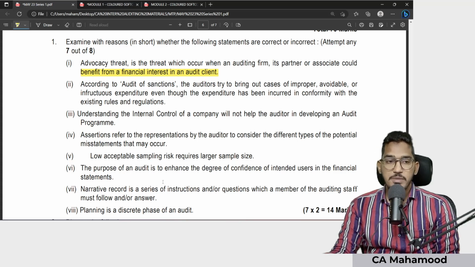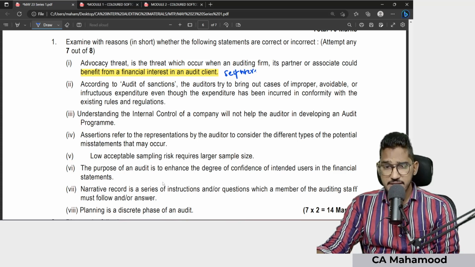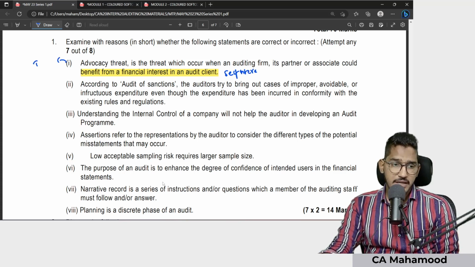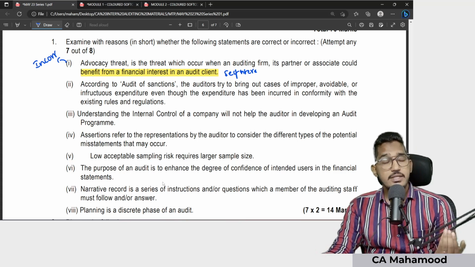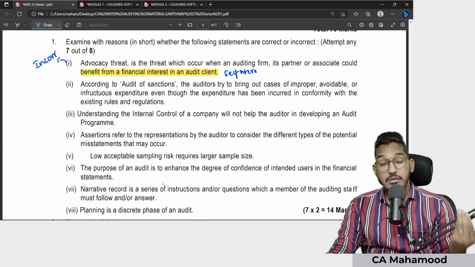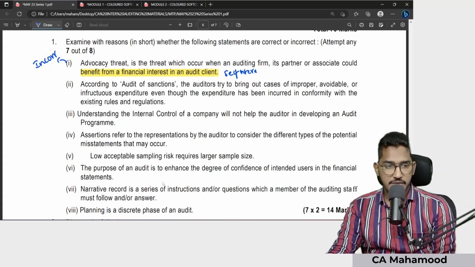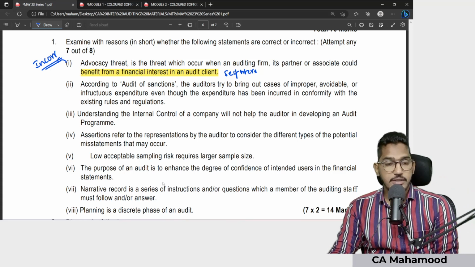No. When the auditor is benefited from some financial interest in the company, that we call it as self-interest threat, not advocacy threat. So this statement is incorrect. This is not correct. So advocacy threat means when the auditor is supporting the client's opinion without any reasonable basis. When he is benefited from a financial interest in the client, that we call it as self-interest threat, not advocacy threat. So first one is incorrect.